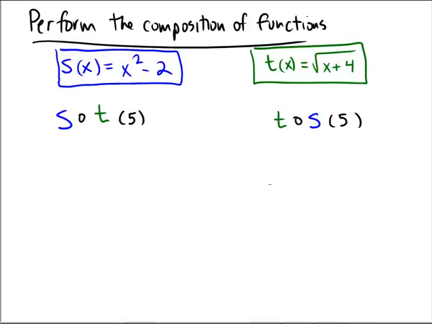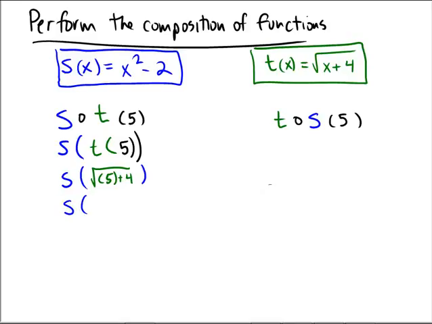So s composed with t of 5 on the left here is going to be s of t of the number 5. So when I start to work on that, I'm going to have to do s of the value of t of 5. If I look up at the t rule, that would be the square root of 5 plus 4. Now we can do a little bit of simplification in here. 5 plus 4 is 9, and the square root of 9 is 3.